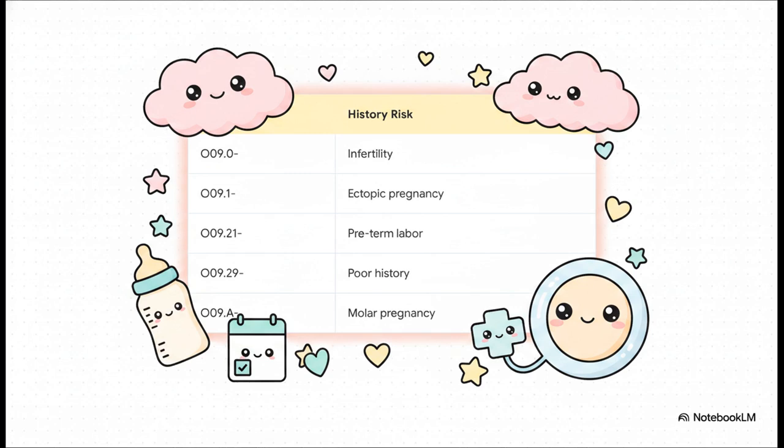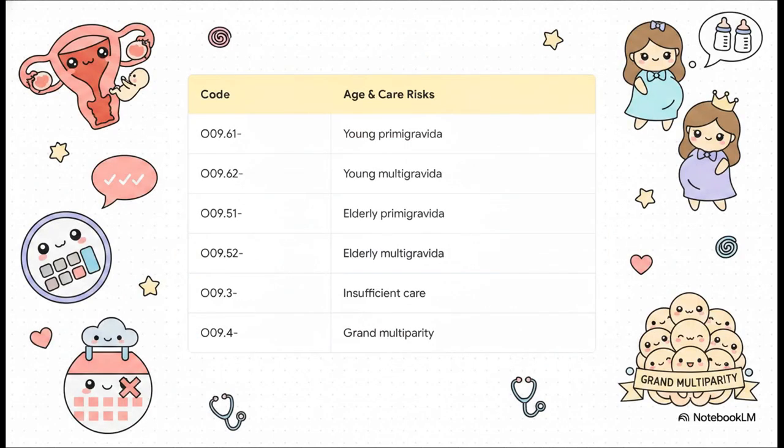And just a quick reminder, notice how the dash at the end of all these codes is just waiting for you to plug in your specific trimester character. Moving right along to our second table, we group together maternal age, parity, and care.